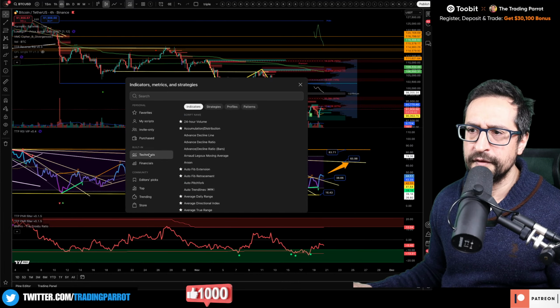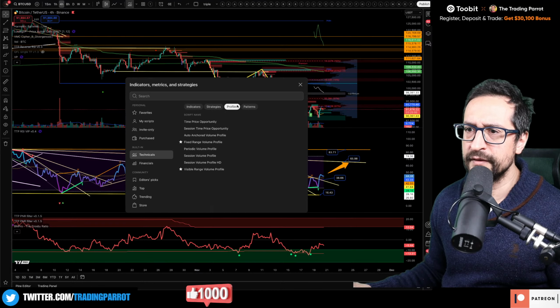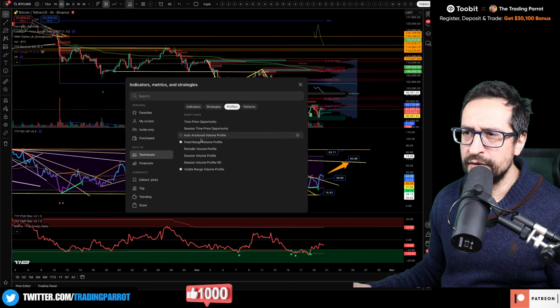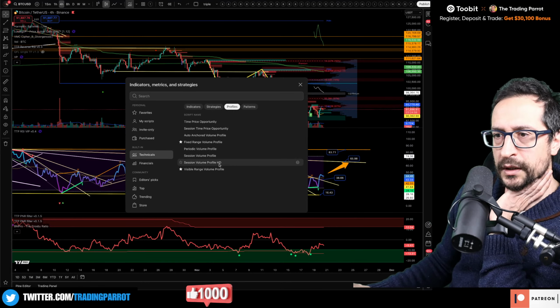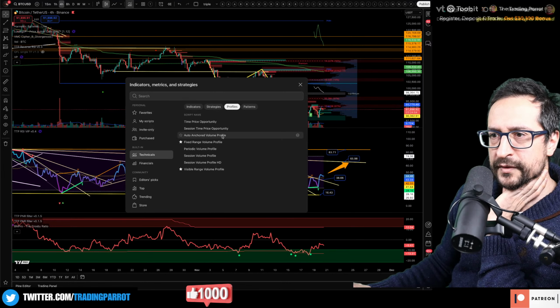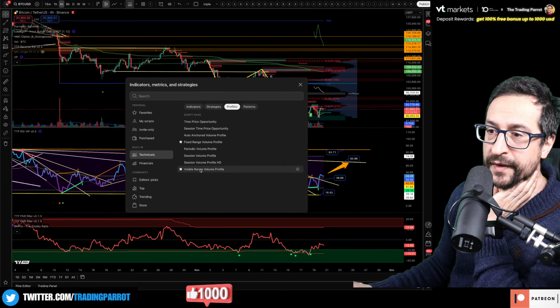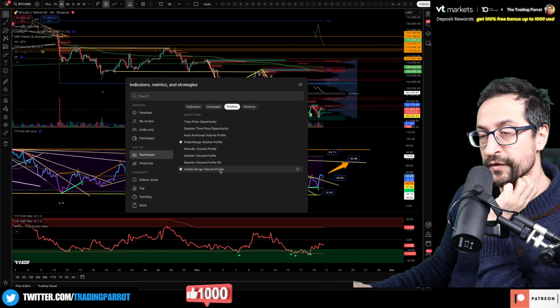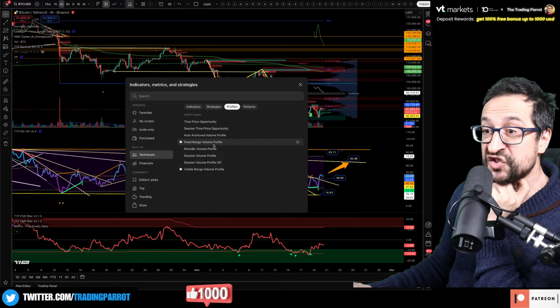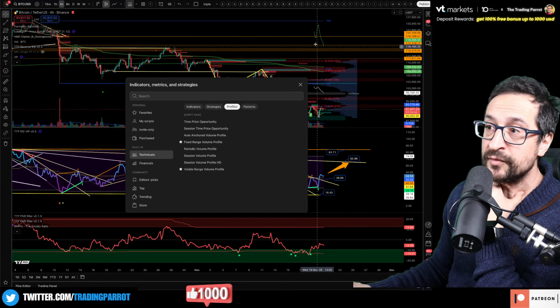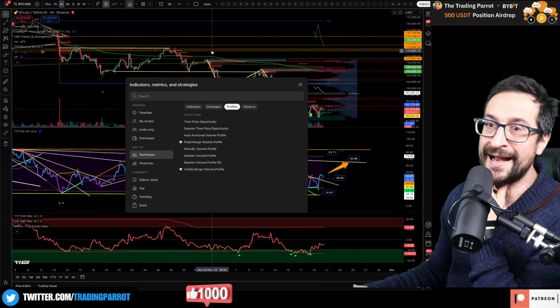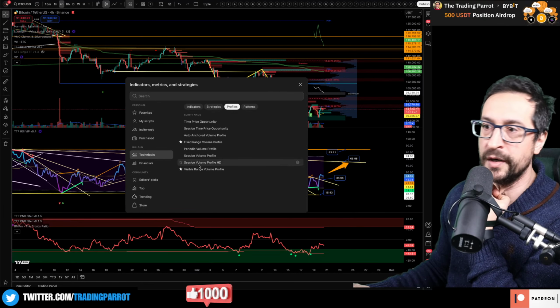Technicals, strategies, profiles. They used to have a section volume, but anyways, there's multiple profiles. The ones I use are fixed range volume profile or visible range volume profile. Try either. The fixed range, you select the range of time from this day to this day. Where was the point of control? Where were all the different things?